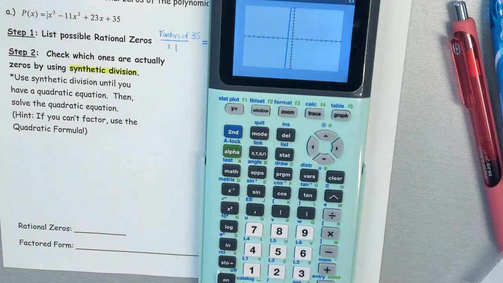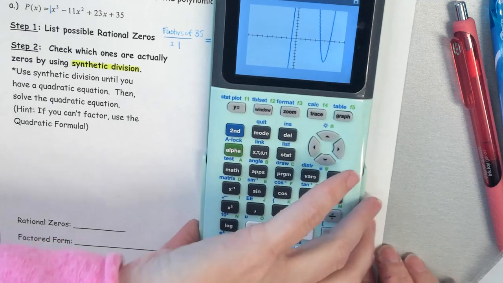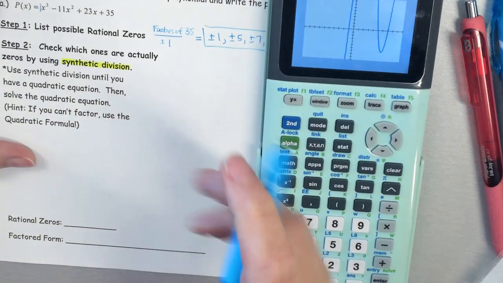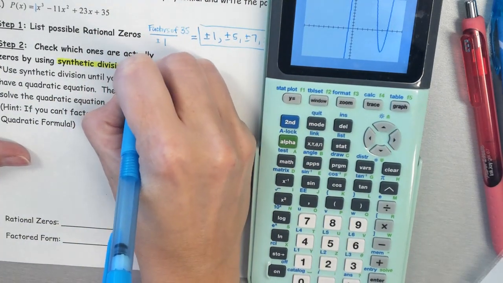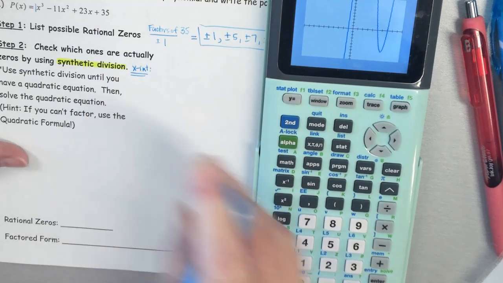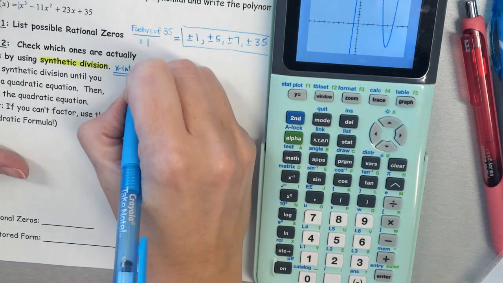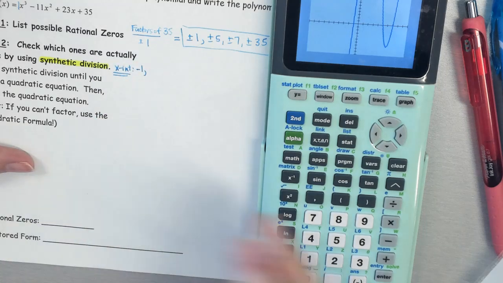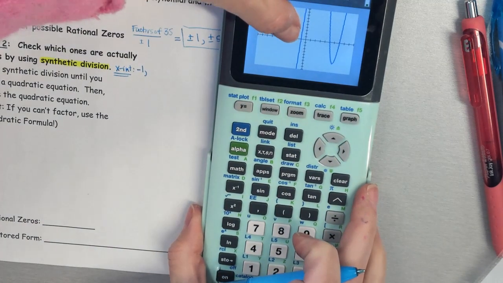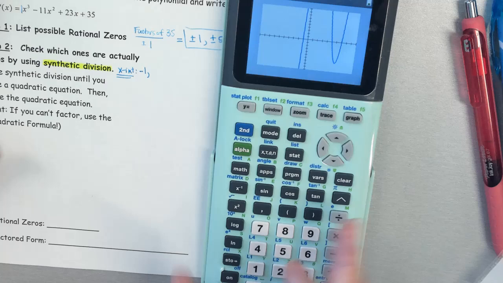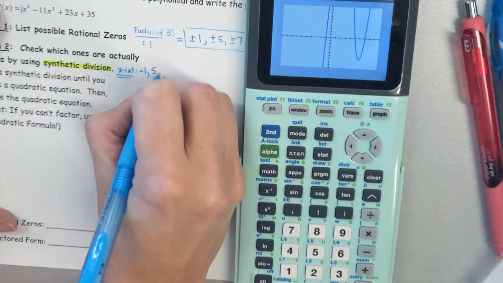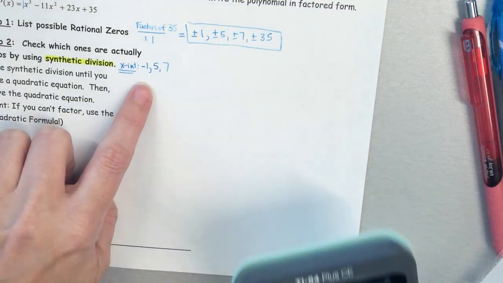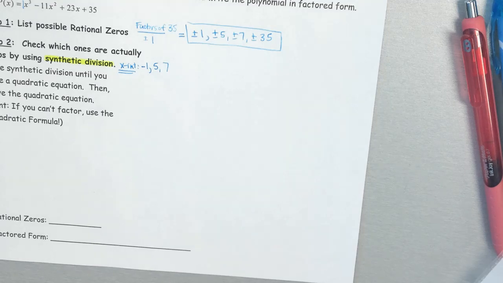You are looking for your x-intercepts. It doesn't matter if you can't see the max or the min here. When you find your x-intercepts, these are going to help you decide what you want to check with synthetic division. On mine, it looks like -1 is a possibility, 5 is a possibility, 7 is a possibility, and you can start with any one of these numbers.